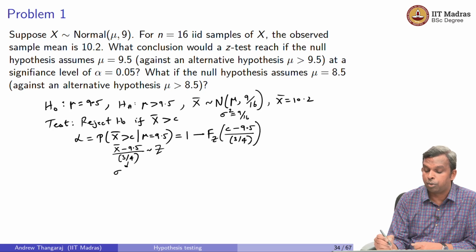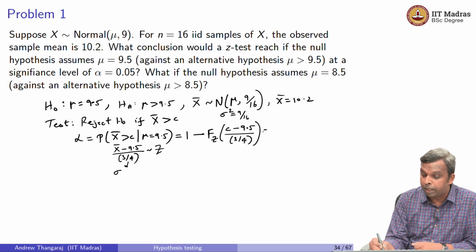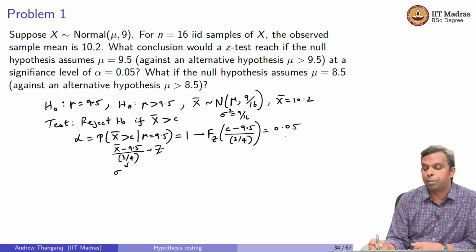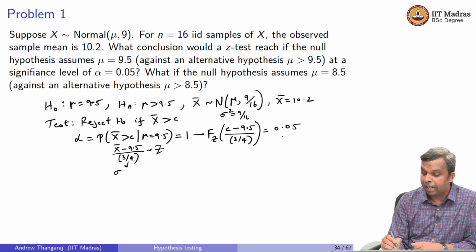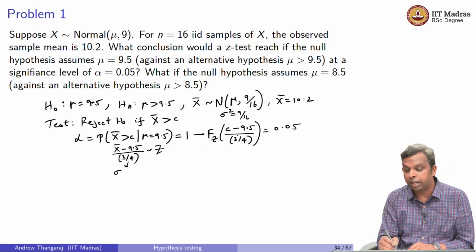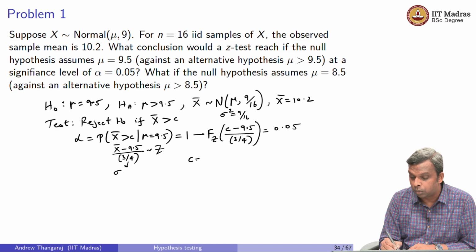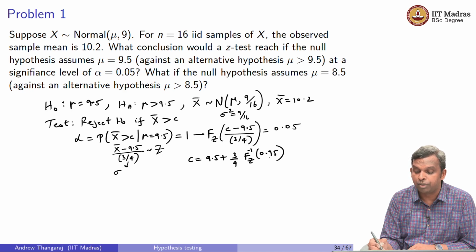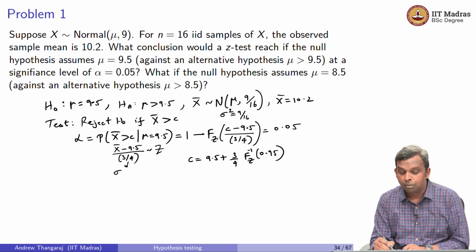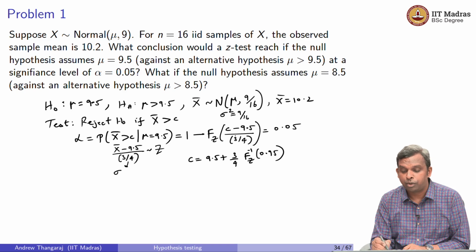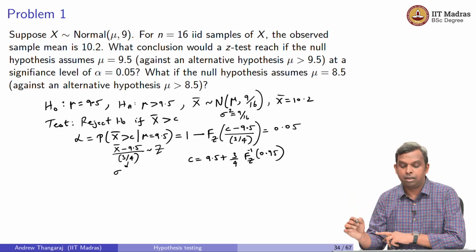This is the most important calculation here. Now I need to equate this to the significance level of 0.05. I want my type 1 error probability to be 0.05. If you rewrite this, you will get c equals 9.5 plus 3 by 4 FC inverse of 0.95. Think for a couple of seconds how I got here. Move this to this side, you get 0.95. Take FC inverse, you get (c minus 9.5) by 3 by 4 equals FC inverse of 0.95. Just multiply and add, you will get this.